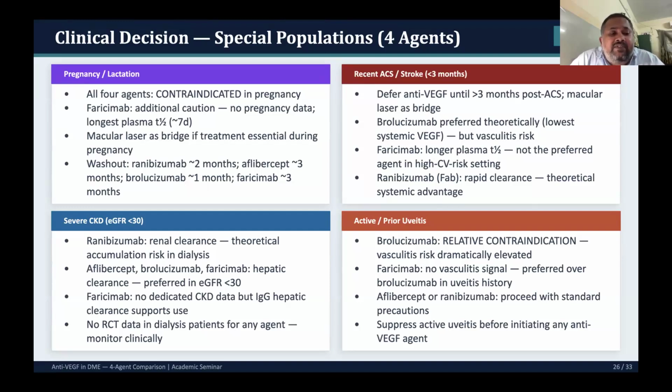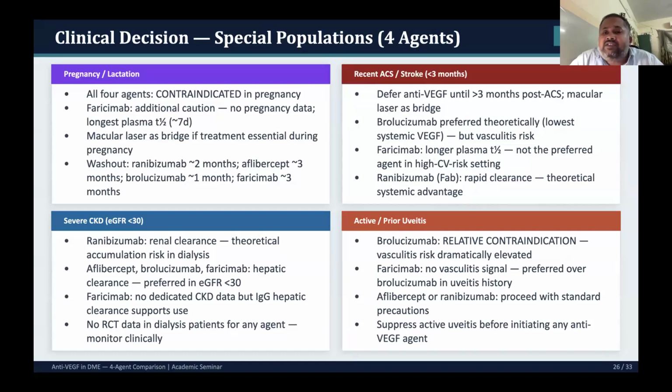For severe CKD, when eGFR is less than 30, for ranibizumab, renal clearance is the main route. So there is a theoretical accumulation risk even in dialysis. And aflibercept, brolucizumab, and faricimab, because the main pathway is hepatic clearance, are preferred when the eGFR is less than 30. For faricimab, there's no dedicated CKD data, but IgG hepatic clearance supports use. So there's no randomized clinical data in dialysis patients for any agent. So we have to monitor clinically.